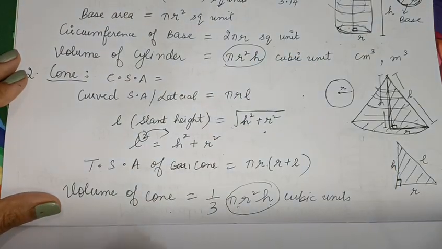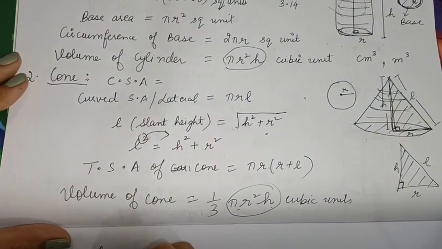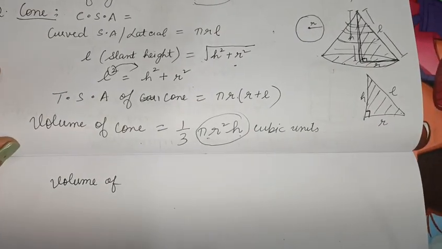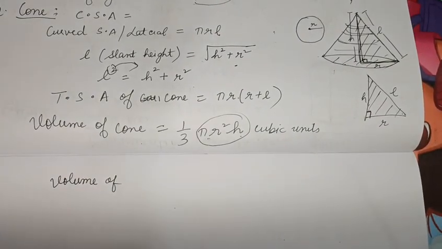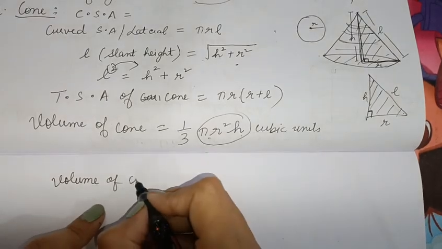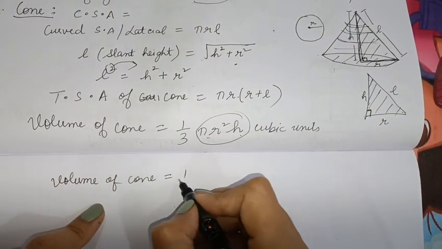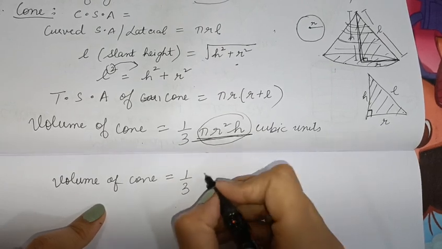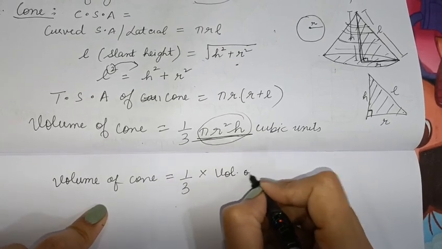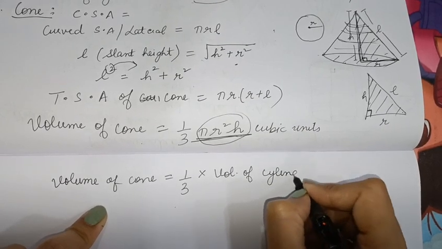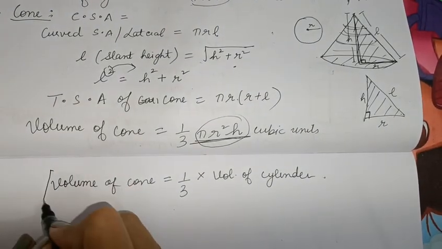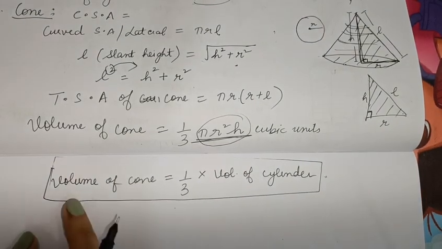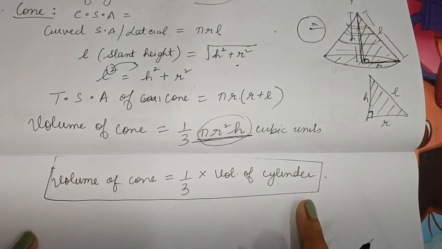So one relation you have to remember always, from the MCQ point of view, 1 mark questions you can expect, concept based. Volume of cone is equal to 1/3. See, this pi r square h is what? This is volume of cylinder. So volume of cone is equal to 1/3 of volume of cylinder.